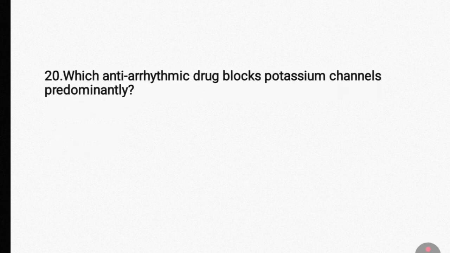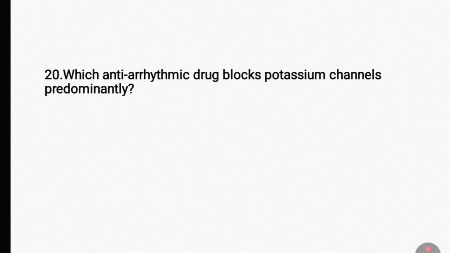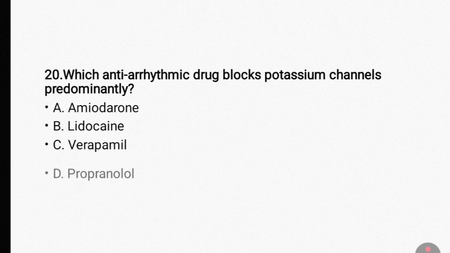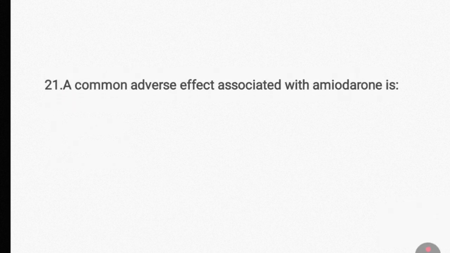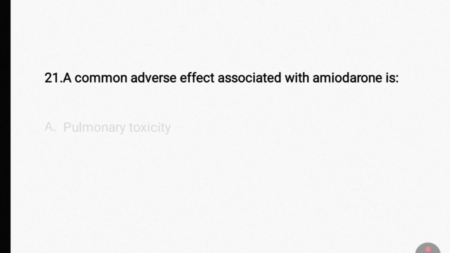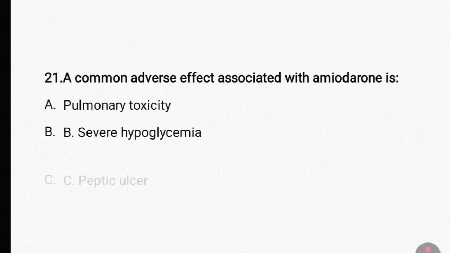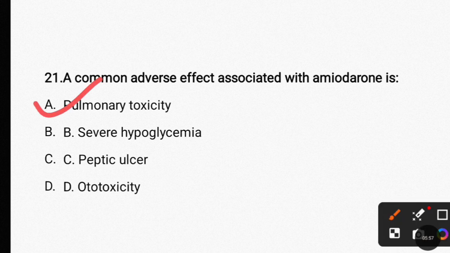Okay, next comes question number 20. Which antiarrhythmic drug blocks the potassium channel predominantly? Amiodarone, lidocaine, verapamil, or propranolol. So here the right option is option A. Amiodarone is the potassium channel blocker. Next, question number 21. A common adverse effect associated with amiodarone: pulmonary toxicity, severe hypoglycemia, peptic ulcer, or ototoxicity. So here the right answer is pulmonary toxicity.